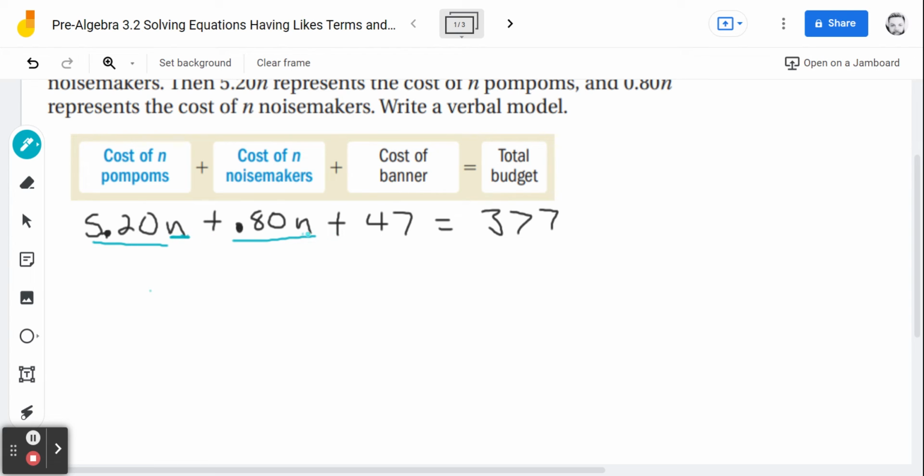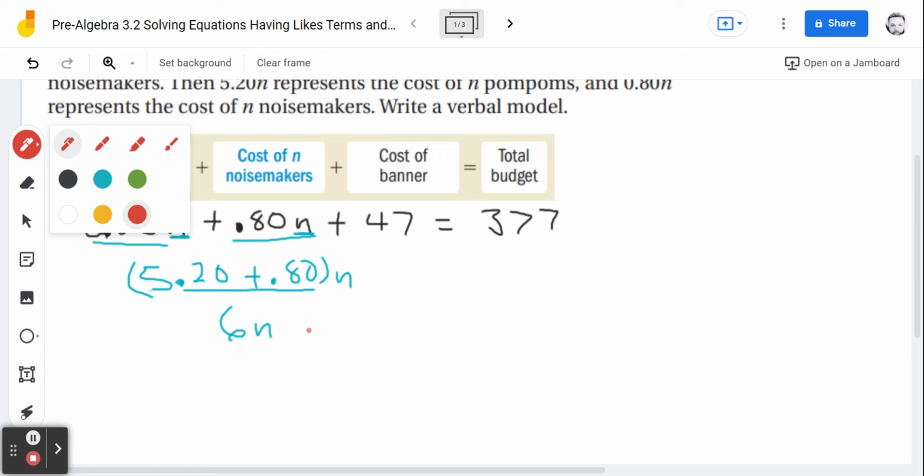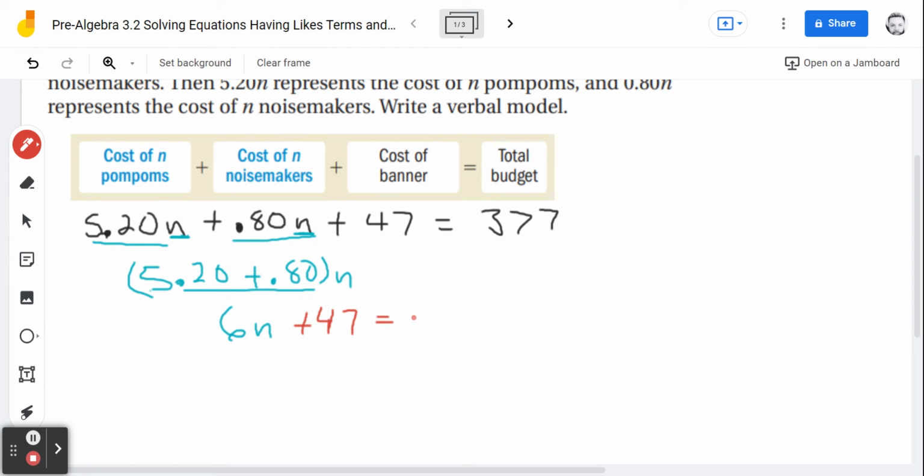Because this has an n and because this has an n, those are like terms. So I'm going to say 5.20 plus 0.80. I'm going to add those up, and they're both n's. And that gives me 6. That equals 6 if you add that up on the calculator. And so this equals 6, and then I tack on the n. Now, everything else stays. I've got plus 47, which is a number, and that equals 377, which is also a number. There's no n, no variables, okay?